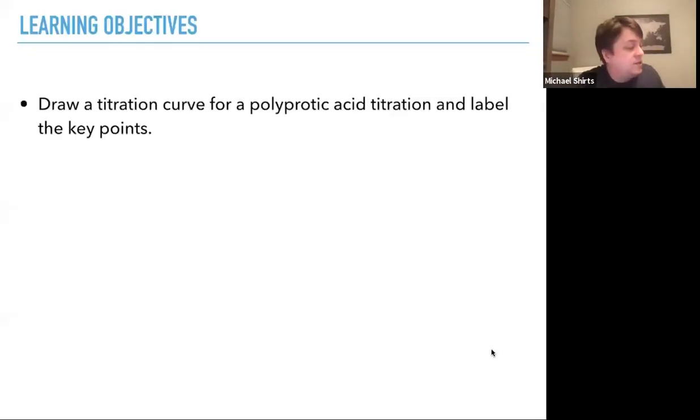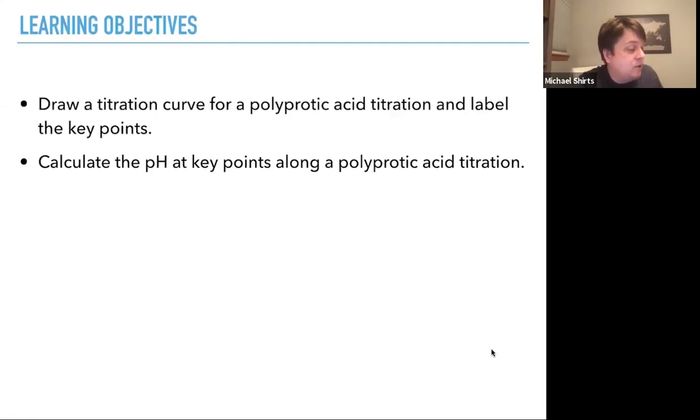Right, so in this segment, we're going to look at one more titration problem, and that is the titration of polyprotic acids, because there's two hydrogens that can come off. So let's look at the learning objectives here. We want to draw a titration curve for polyprotic acid titration and label the key points, and be able to calculate the pH of key points along a polyprotic acid titration.